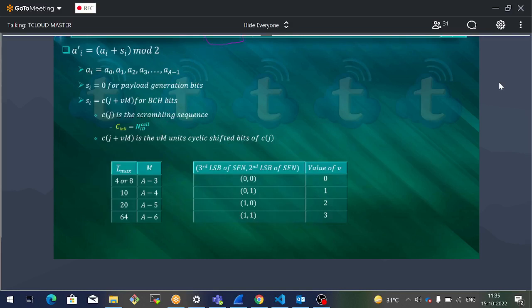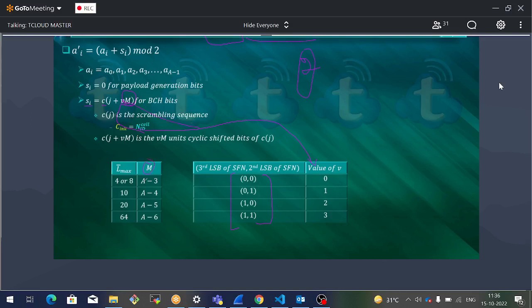This PBCH is a special channel where they have decided to do scrambling 2 times, not 1 time. The first time the scrambling is done by using this particular formula: S of I is equal to C of J plus Vm. The value of V comes from this table depending on the SFN values, the system frame number values, that you have decided to send for PBCH. Based on the third LSB bit and second LSB of SFN, you decide the V value. That V value goes into this V position.